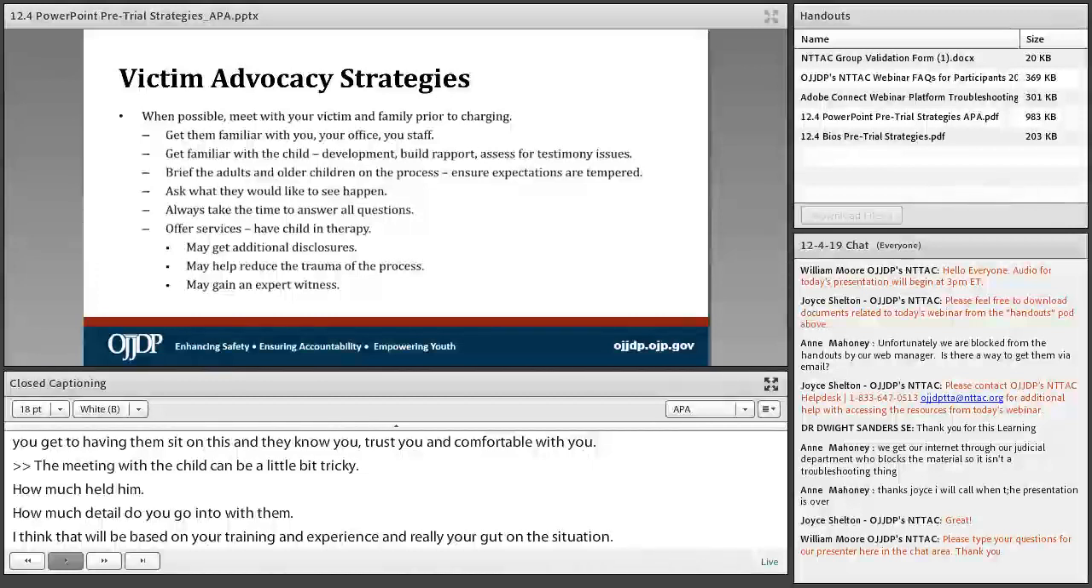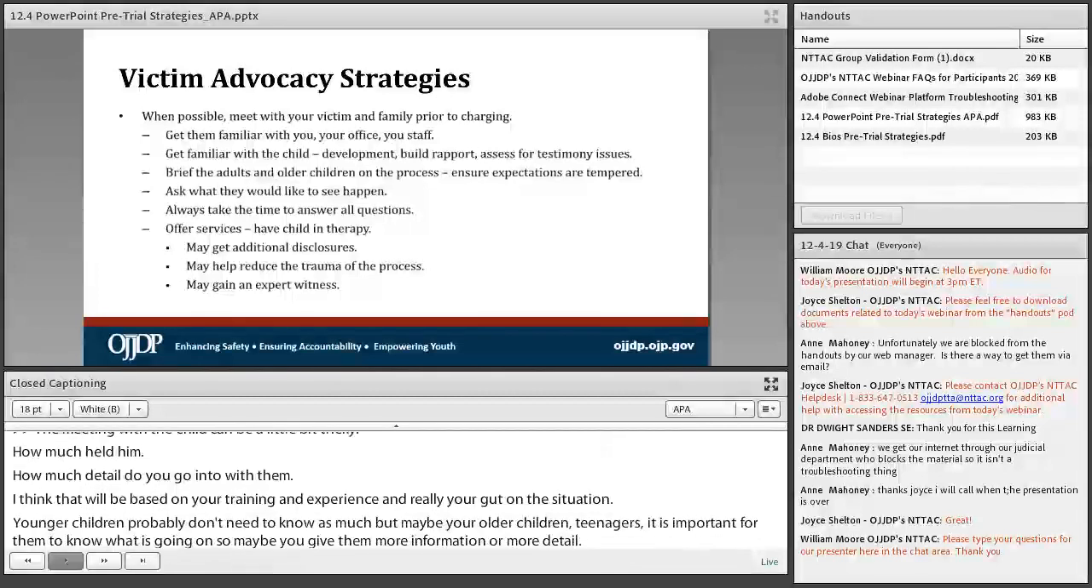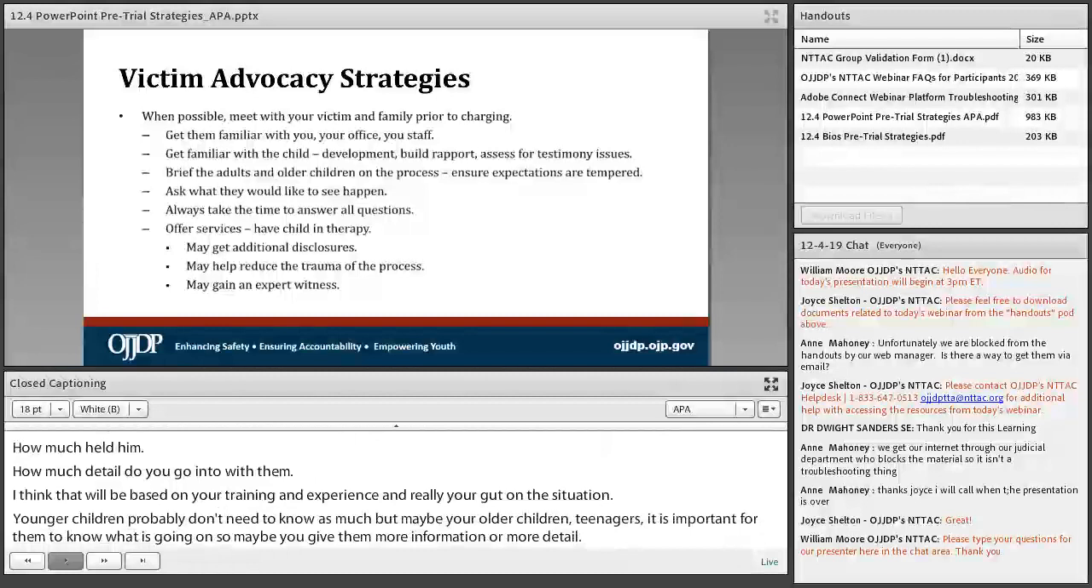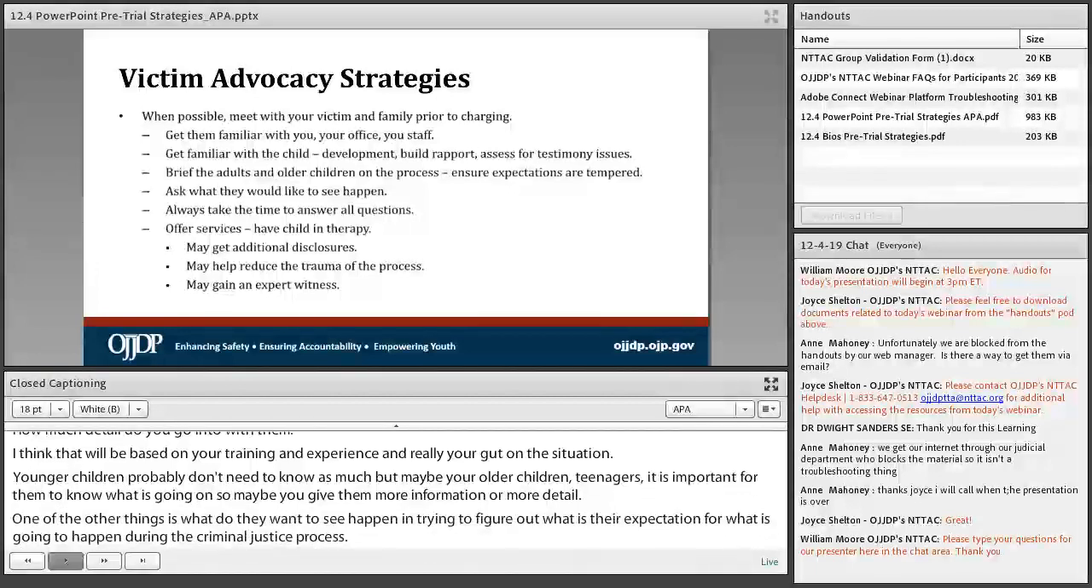One of the other things is, what do they want to see happen, and trying to figure out what is their expectation for what is going to happen during the criminal justice process. Do you have mom and dad who come in and are like, I want him to go to jail for the rest of his life, and you know that that's not what is going to happen in this case? Being able to temper some of those expectations so that they are not disappointed by how the process is working out, that you are keeping the bar at a reasonable level and trying not to pump them up too much with pie-in-the-sky expectations.